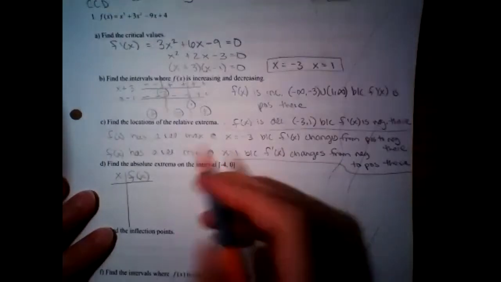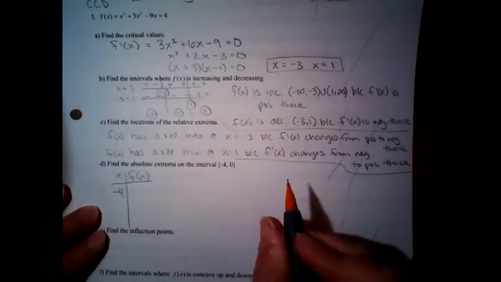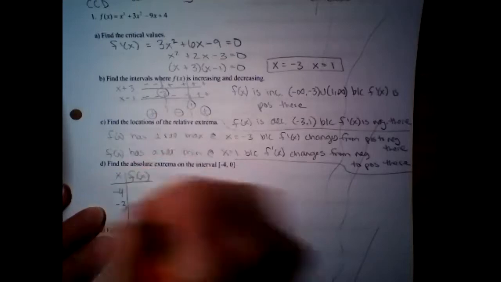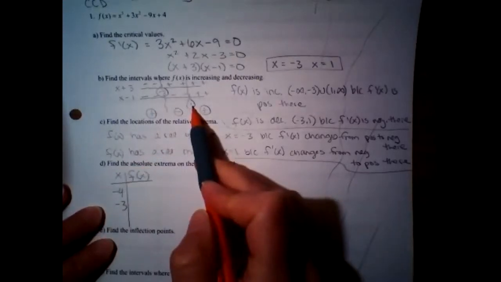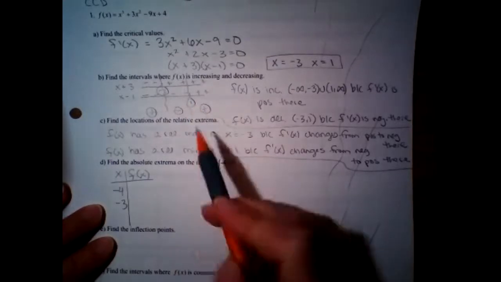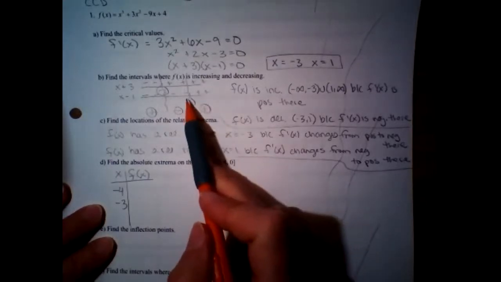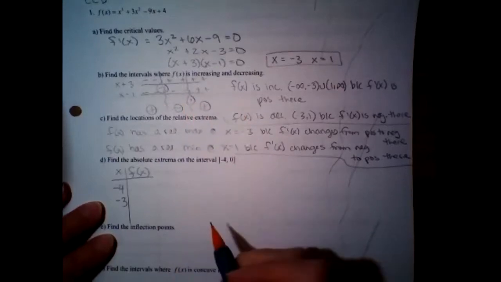So we've got -4, and then our critical points, we have -3. Oh, and actually, we're not going to get to include 1. How come I don't have to include 1? I get to skip that one. How come I'm not going to put that on my chart?